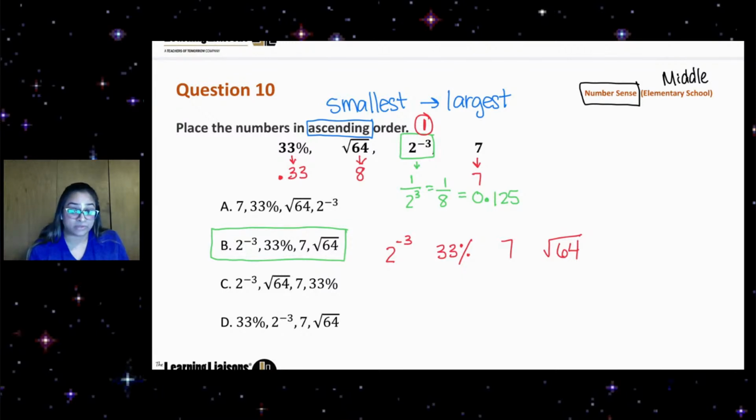Not that bad, right? If it had asked us for the opposite, for descending order, we would start from the largest and work our way backwards to the smallest, right? So it's just what they're asking for. The best thing to do in this case is always to change it into a form that makes sense to you. If you're staring at numbers and they're all different, you're never going to be able to figure it out if you don't just put them all in some kind of commonality, right?